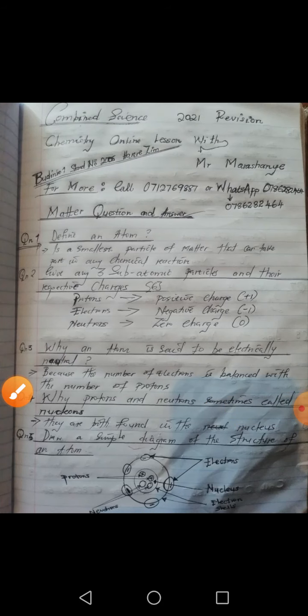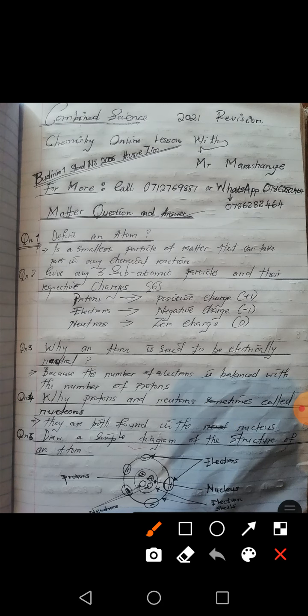Then the next question, which is number 4. It says, why are protons and neutrons sometimes called nucleons? I'm going to answer this question after answering question number 5, which says, draw a simple diagram of the structure of an atom. Right, this is the structure of an atom.